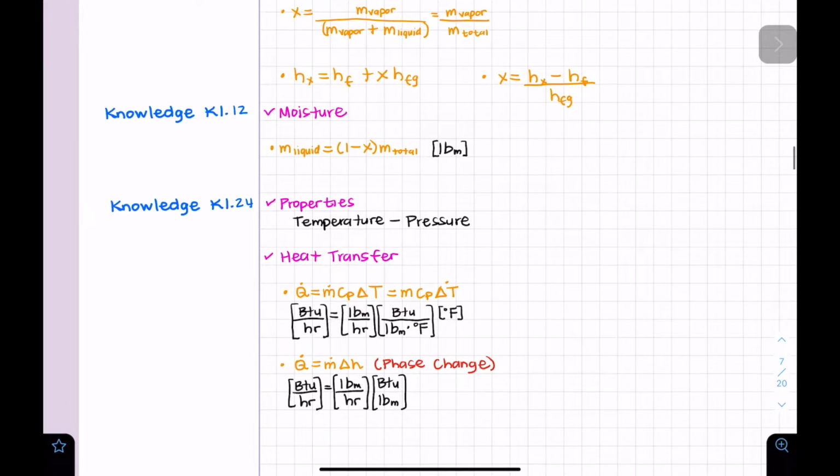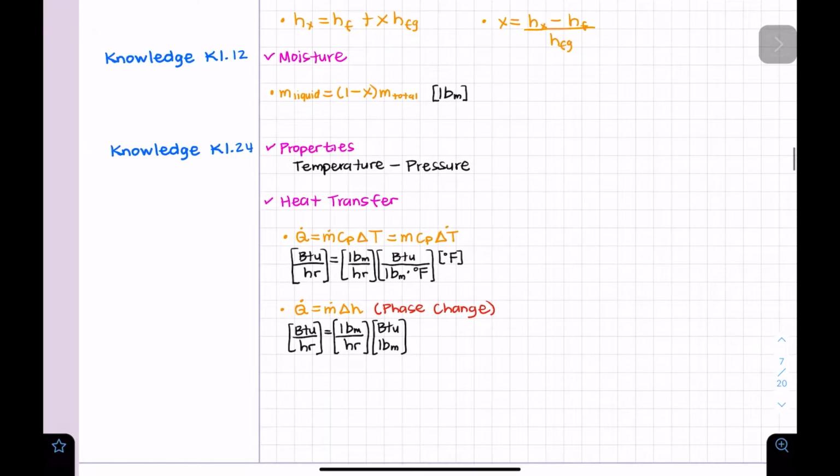Also, we're going to take a look at some of the properties. For instance, if I'm given temperature, the other value that I need to be able to calculate something else is pressure. Temperature and pressure go together. They always go together. Just remember that, and you'll be able to answer the questions.